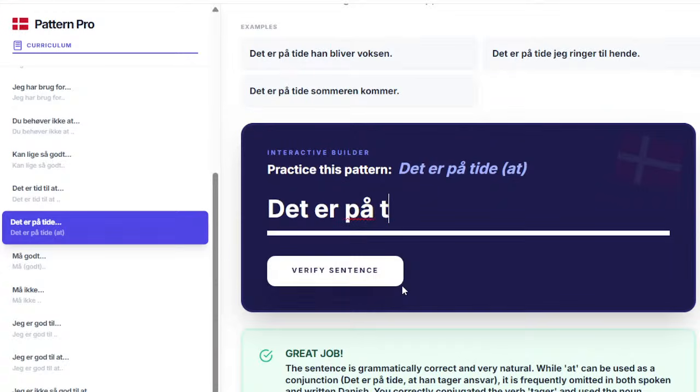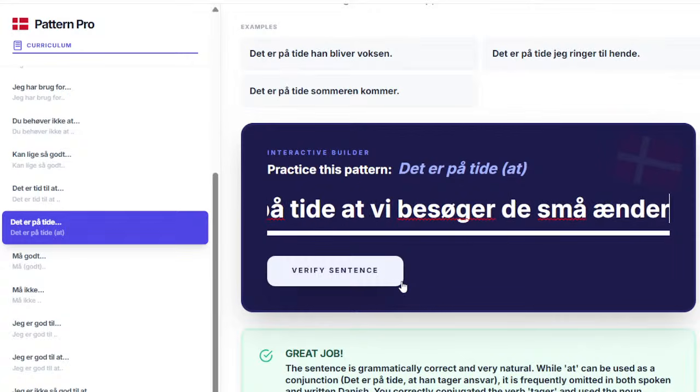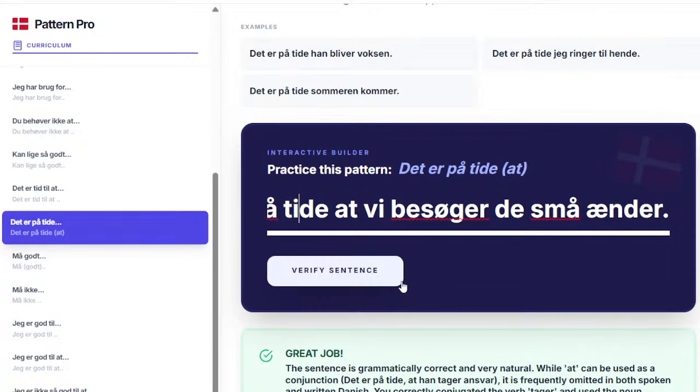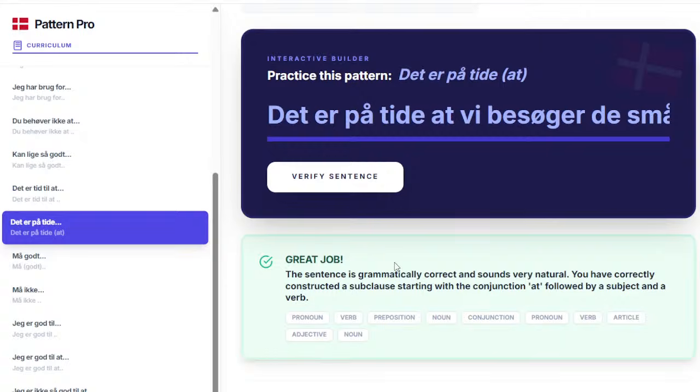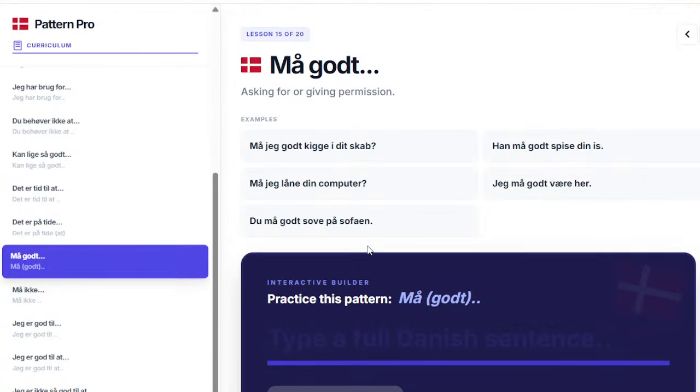Det er på tide, at... det er på tide, at vi besøger de små ender. Unusual sentence, but good for practice. Det er på tide, at vi besøger de små ender. It's about time that we visit the small ducks. Those ducks. Super. Okay, let's look at this one.